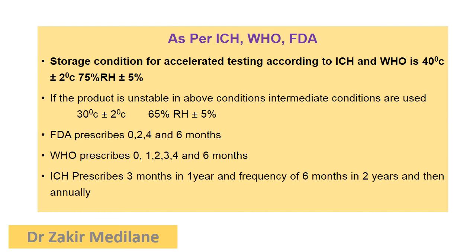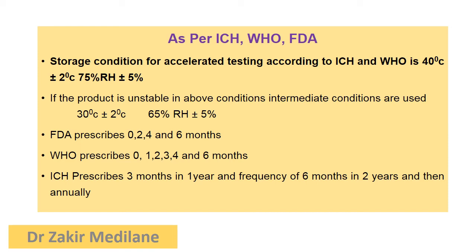As per ICH, WHO and FDA guidelines, what are the storage conditions we have to maintain? Let us see now. Storage condition for accelerated testing according to ICH and WHO is 40 degrees centigrade plus or minus 2 degrees centigrade, with 75 RH to be maintained. If the product is unstable in the above conditions, intermediate conditions are used, that is 30 degrees centigrade and 65 RH.